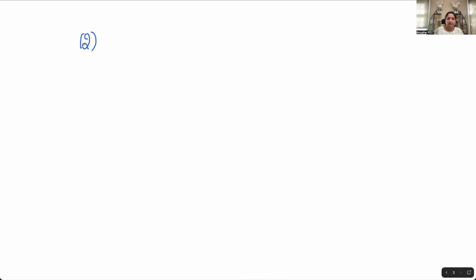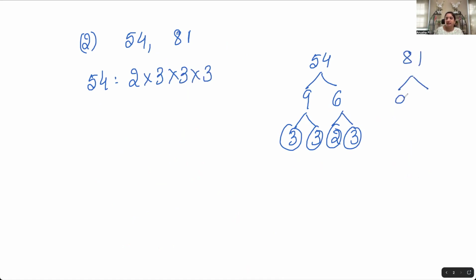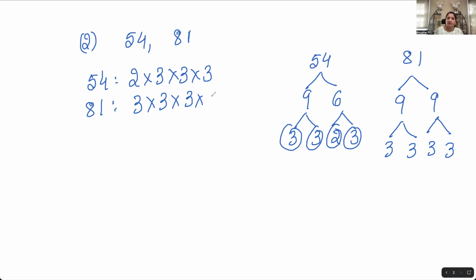Coming to the second example, 54 and 81. First do the prime factorization. 54 will come in 9 and 6, and 3 and 3. 6 is 2 times 3. So for 54, the prime factorization is 2 times 3 times 3 times 3. 81 is 9 times 9. 9 is 3 and 3, and 9 is 3 and 3. 81 is 3 times 3 times 3 times 3.